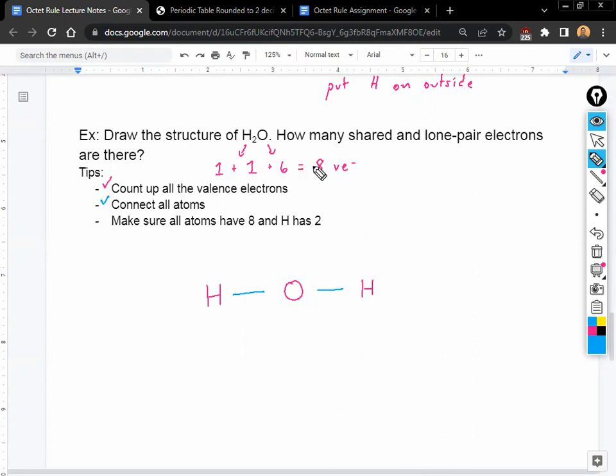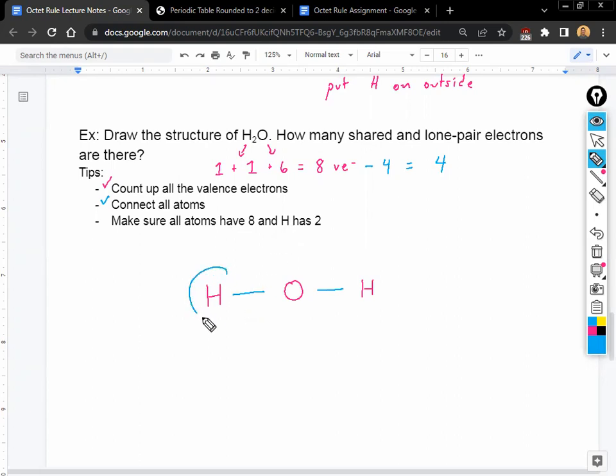Okay, let's count up how many electrons we have left. How many electrons did we use to make these connections? 4, yeah. It's 2 lines. Each one of them is 2. So we used 4. So how many electrons do we have left over? 4. Okay. And then last step, we want to make sure everybody has 8 except for hydrogen. Make sure they have 2.